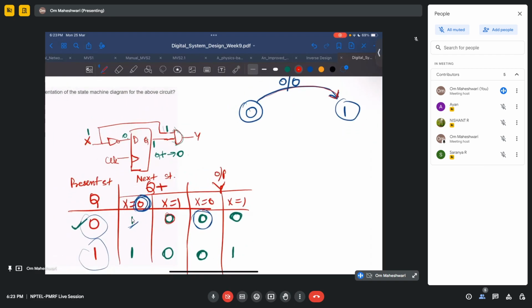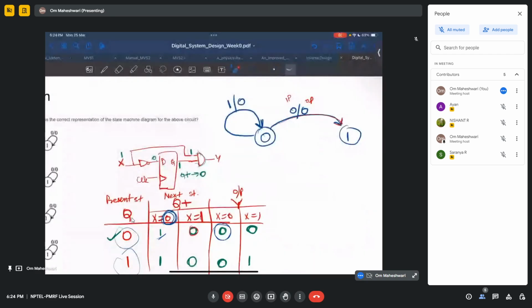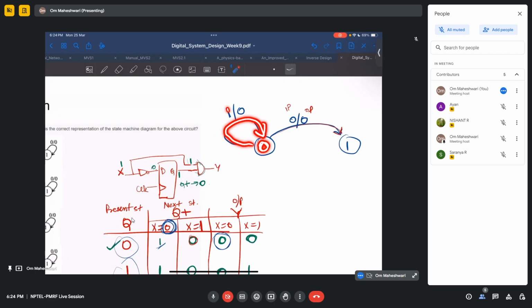Then if x equals 1, if input is 1, output is 0, and your state remains the same. That means your input is 1, your output is 0, and you remain in the same state. Basically, you are at state 0, your input is 1, you remain at state 0, and your output is 0.